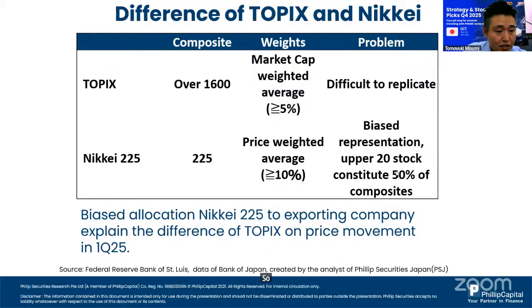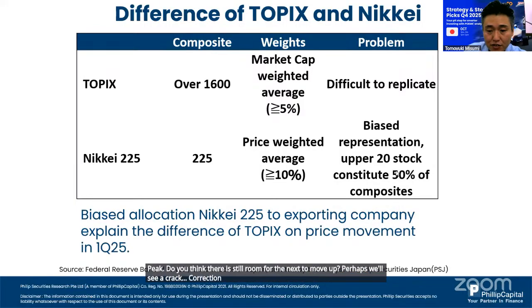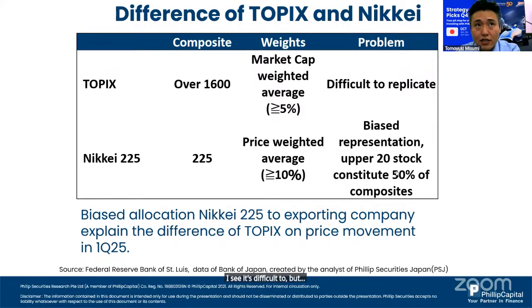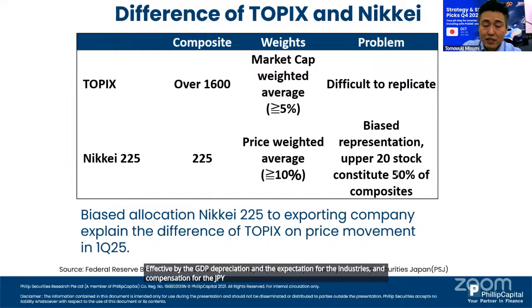And I see that the Nikkei seems to have already exceeded its 1989 peak. Do you think there is still room for the index to move up? Perhaps we'll see a correction over the next 6 to 12 months. It's difficult, but I see that it's because of a lot of JPY depreciation, affected by the JPY depreciation and expectations for the industry. The JPY depreciation is compensated by the stock index increase.